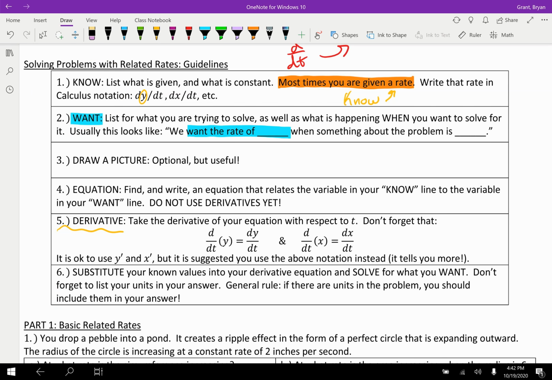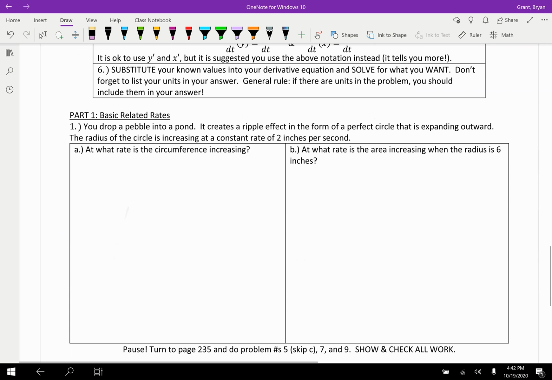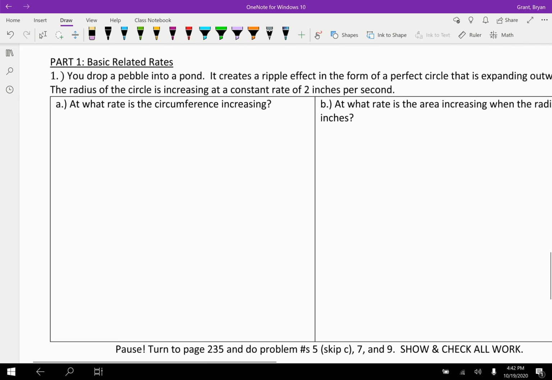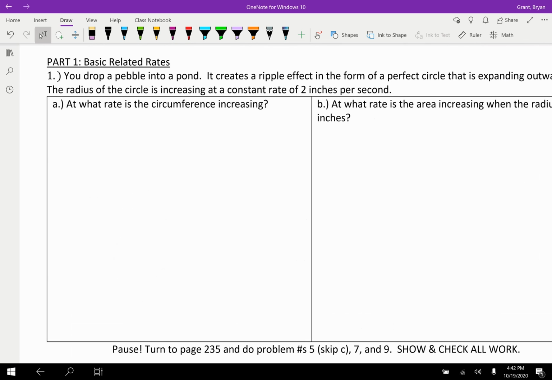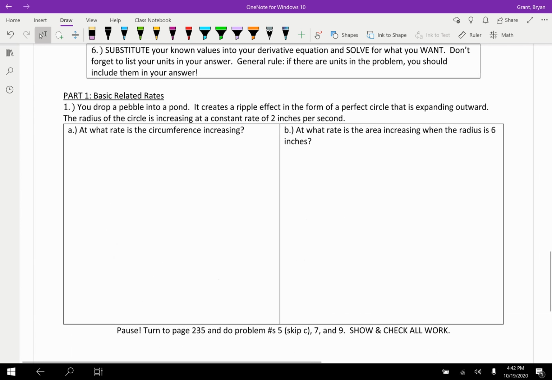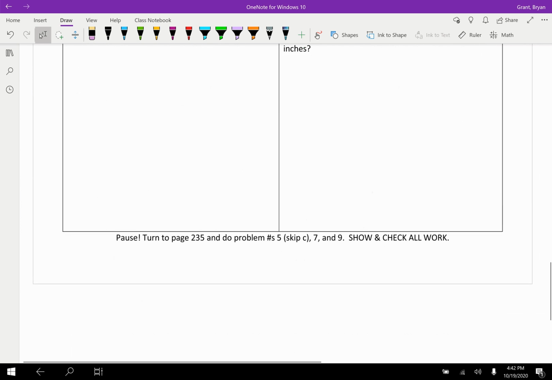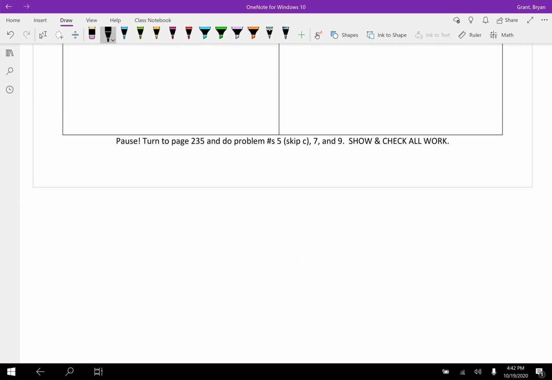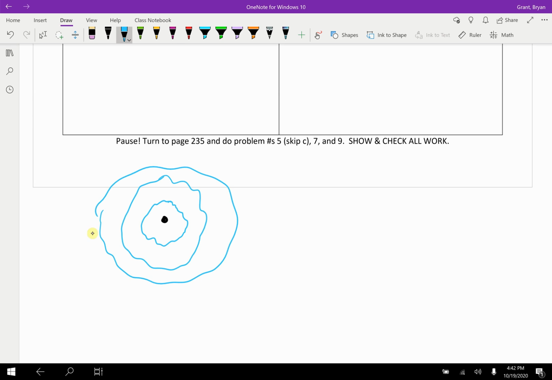Now that was a ton of information, so let's try to make this make a little more sense here. We drop a pebble into a pond. It creates a ripple effect in the form of a perfect circle that's expanding outwards. We've, I think, all done this at some point, right? You drop in this pebble, and then on the outside you get a little ripple, and then out there there's another ripple, and then another after that, rippling outwards, generally pretty evenly, as long as you drop your pebble straight down. If you throw it at an angle, it's still pretty decent.